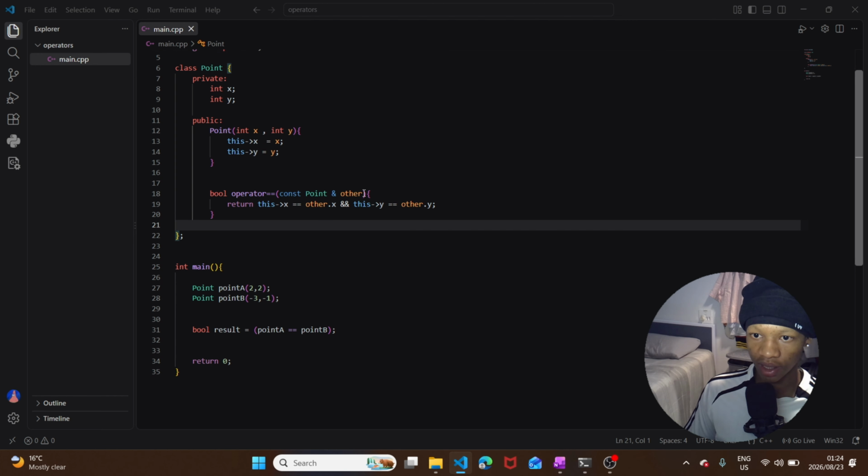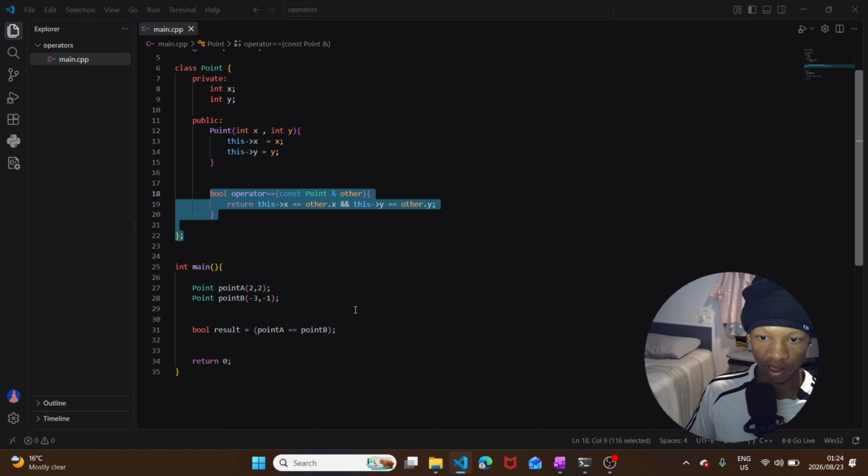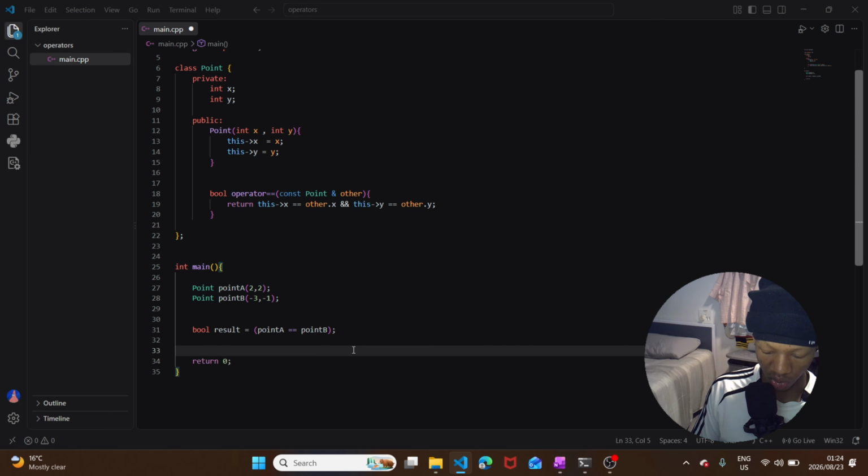So we need to answer a few questions here. The first is, why are we only receiving one parameter when we said that this is a function and it's going to be receiving 2 parameters? By default, the left operand is going to be calling this function. So we're going to have something like this. We're going to have point a dot.